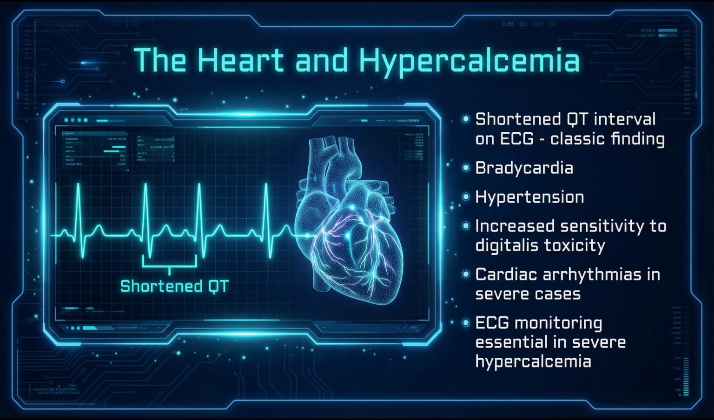The heart is also affected. The classic ECG finding is a shortened QT interval due to shortened ventricular repolarization. Hypertension may develop. In severe cases, arrhythmias can occur, and there's increased sensitivity to digitalis toxicity. Chronic hypercalcemia can lead to vascular and valvular calcification. Always get an ECG in significant hypercalcemia.